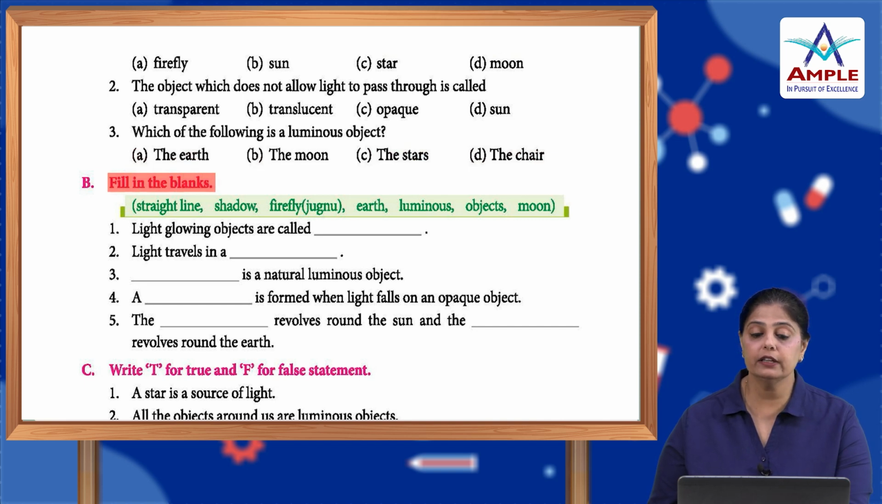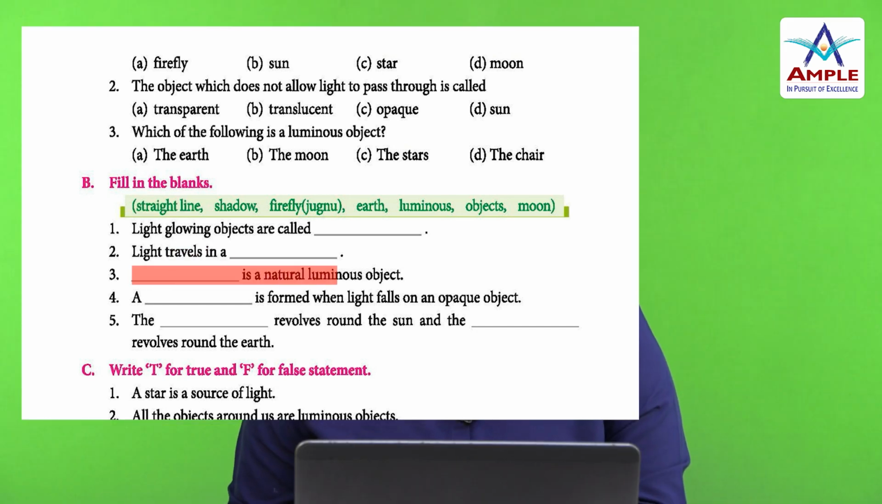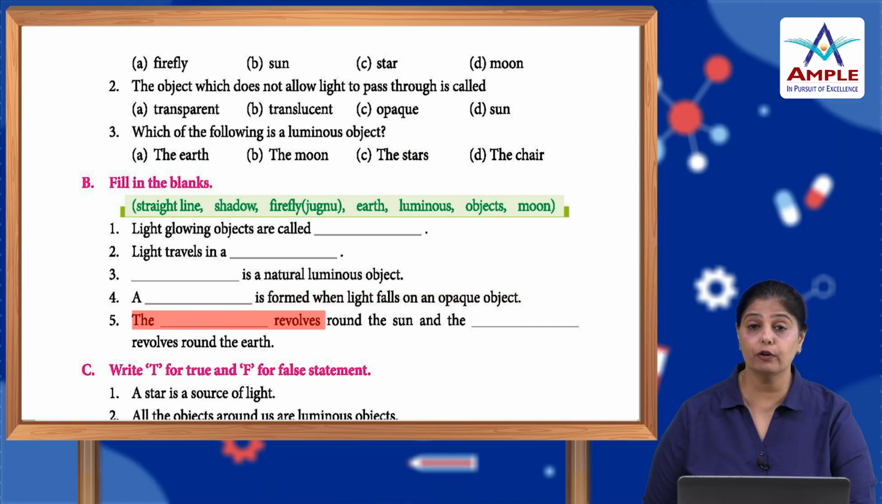Okay. Fill in the blanks. Light glowing objects are called luminous objects. Light travels in a straight line. Okay. Firefly or jugnu is a natural luminous object. A shadow is formed when light falls on an opaque object. What is formed? A shadow. The earth revolves around the sun and the moon revolves around the earth.